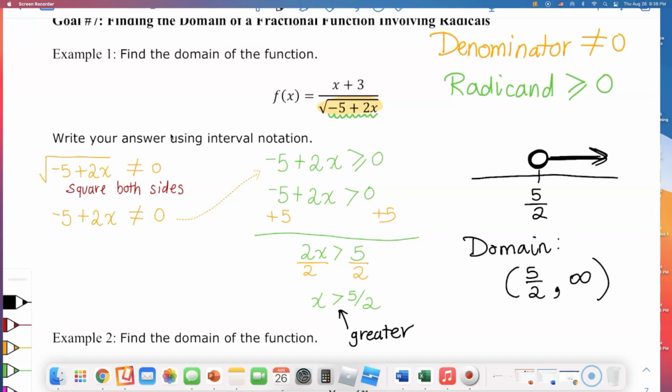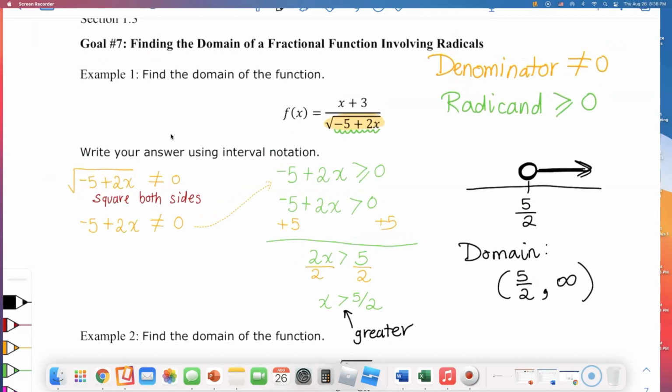So I know they're a little bit tricky. Hopefully you practiced goal number 5 and goal number 6, domain of a rational function and domain of a square root function, before watching this, because in this topic we're putting both of those together and we have to think about the interval that will satisfy both of these conditions.